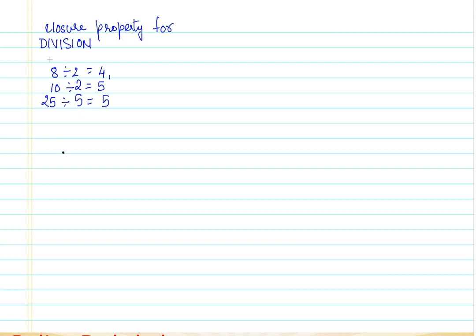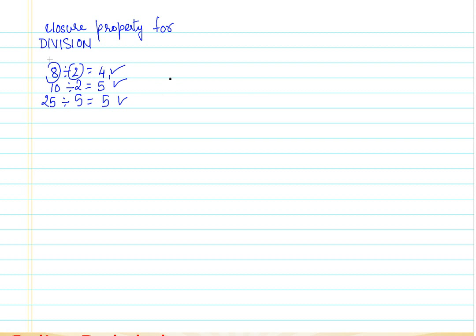Interesting. Similarly, we can go on and list as many divisions as we like, and we will find that the resulting numbers are whole numbers. Now we have to check whether this will be possible for all sets of numbers. If you see, in these cases we are dividing a bigger number by a smaller number, and we get an answer which is a whole number. Now let's try whether this will be applicable for all combinations of numbers for division.